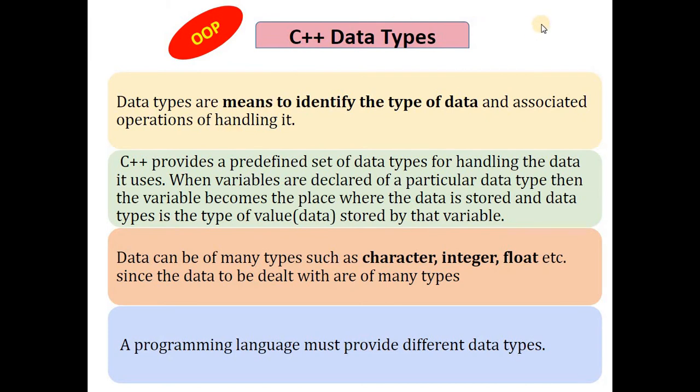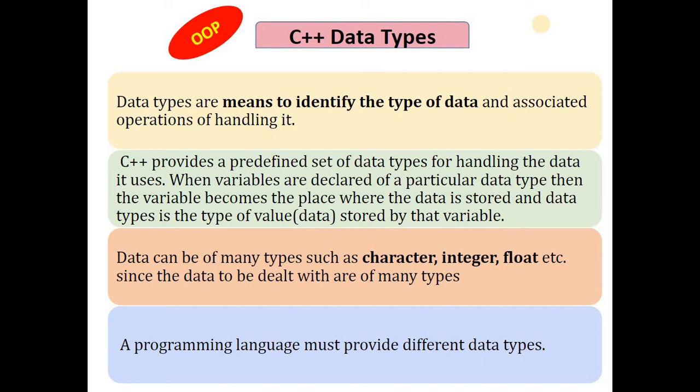Now we are going to switch towards the data types. Data types are the means to identify the type of data and which operations you are handling with that type of data. When variables are declared of a particular data type, the variable becomes the place where the data is stored, and the data type is the type of the value stored by that variable.